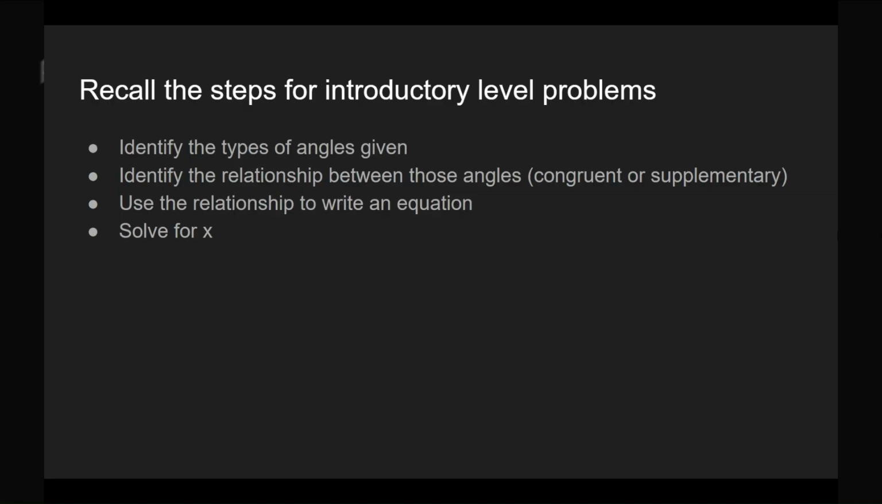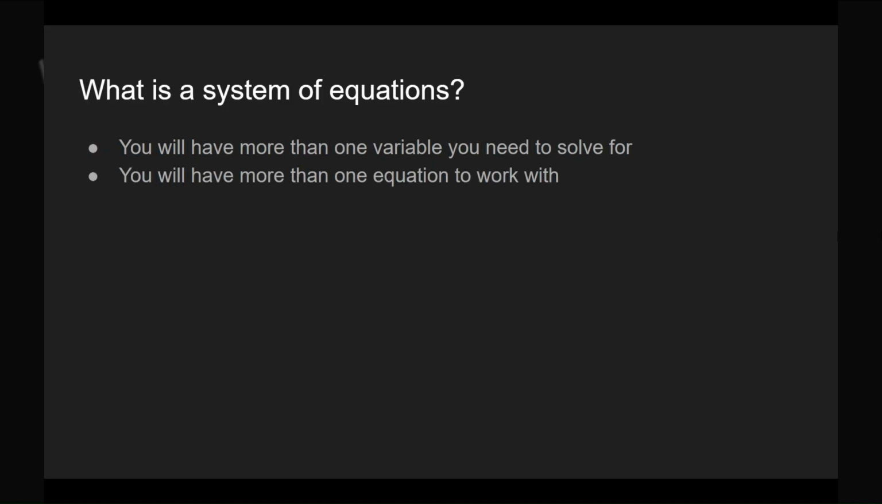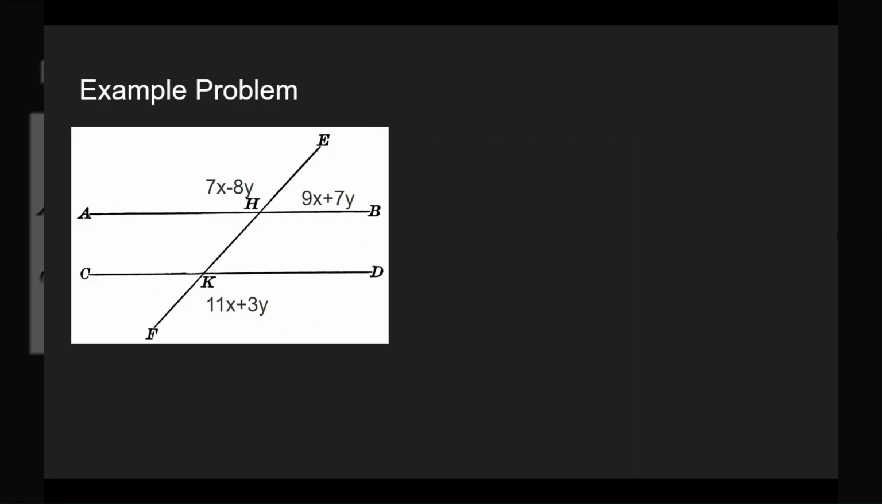We're going to be using these same steps to help us get started today, but because we're working with systems of equations, things are going to be just a little bit different. So what is a system of equations? In a system of equations, you're going to have more than one variable you need to solve for and more than one equation to work with. For these examples today, we're going to have two variables, and therefore we will need two equations.